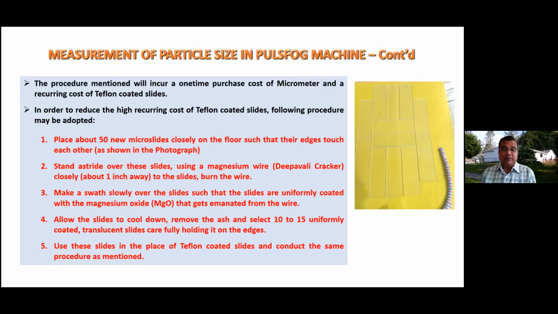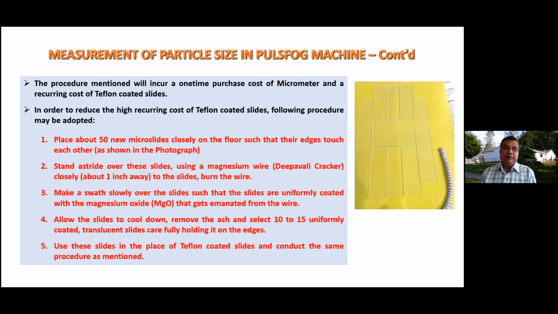Allow the slide to cool down, remove the ash, and select 10 to 15 uniformly coated translucent slides, carefully holding them on the edges. Again, take care to hold the slide. Use these slides in place of Teflon coated slides and conduct the same procedure as mentioned. So your cost of measuring has been brought down to 10%, because the Teflon coated slides are so costly. So use ordinary new microslides, which are readily available with us in the program.